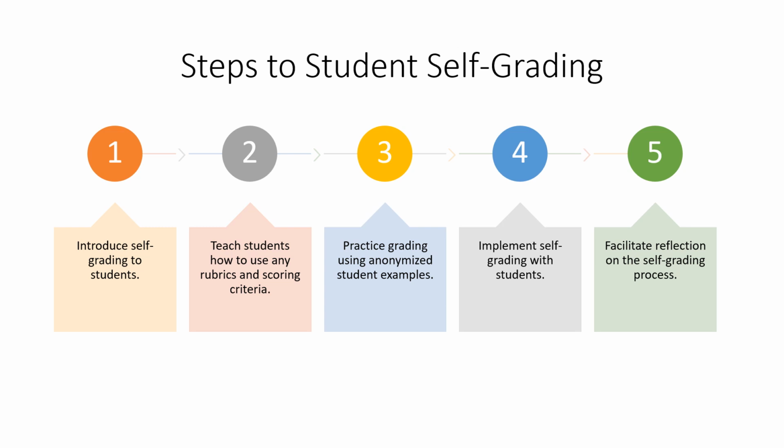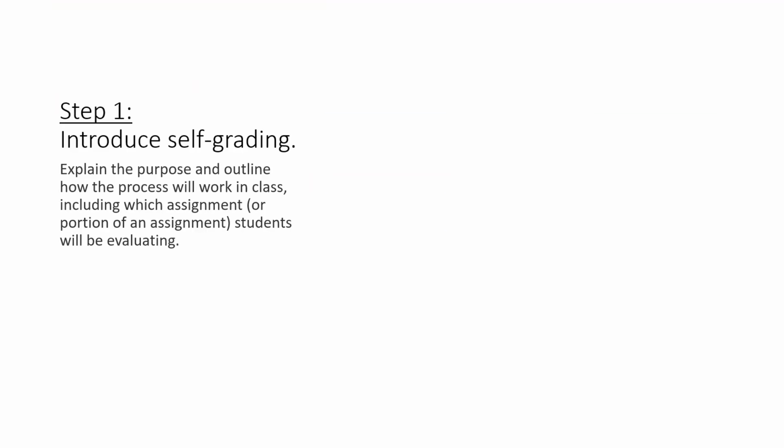Okay, so we can break down the student self-grading process into 5 steps. Introducing self-grading to students, teaching students how to use any rubrics and scoring criteria, practicing grading using anonymized student examples, implementing self-grading with students, and finally, facilitating reflection on the self-grading process. Let's look at the steps in more detail.